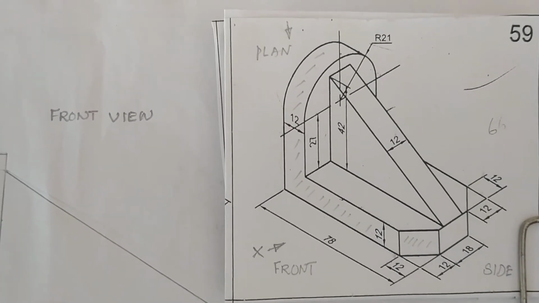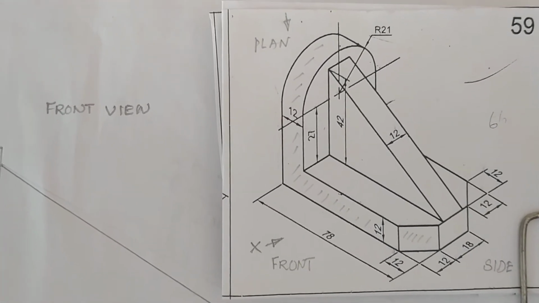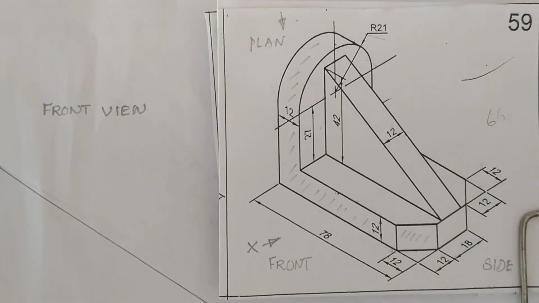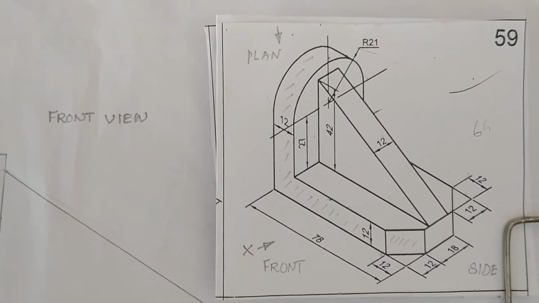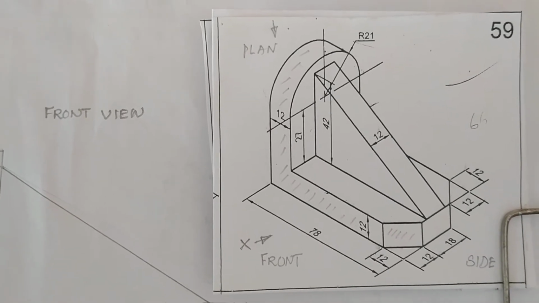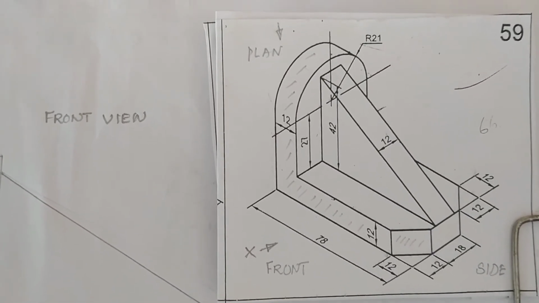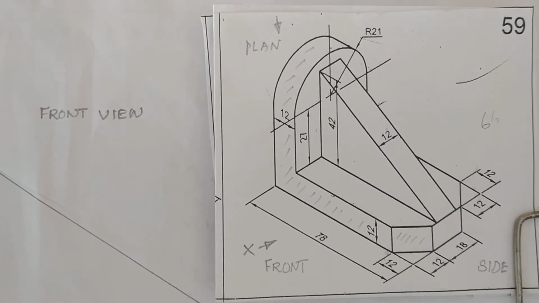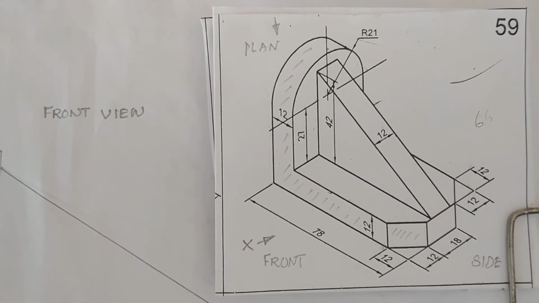This session will discuss and practice the first angle projection: how to draw the three views of the given isometric view, that is front view, side view and top view.